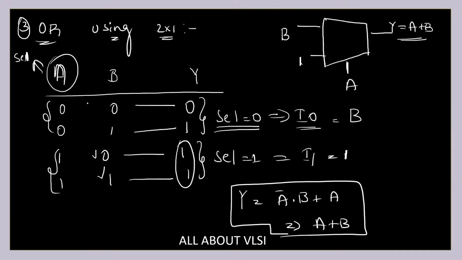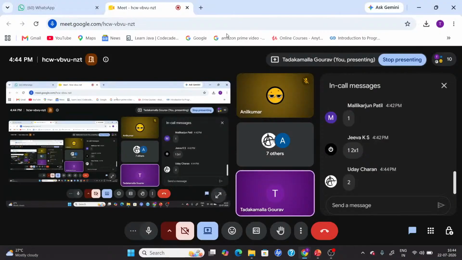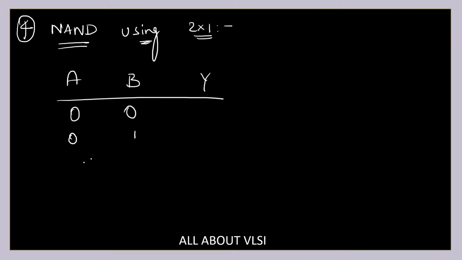Yes. And coming to this NOT and OR. Now coming to the NAND gate. So how many 2 cross 1 mux do we need for implementing a NAND gate? Okay, let's verify. So I'm going to have a NAND gate truth table with A, B, and Y, and I'm going to have 0 0, 0 1, 1 0 and 1 1. So here I'm going to get 1 0 0 0. This is my NAND gate truth table.